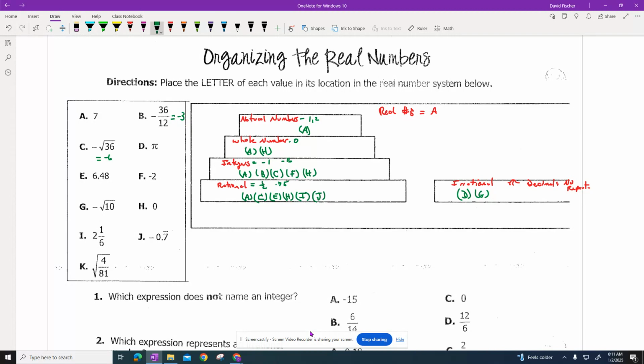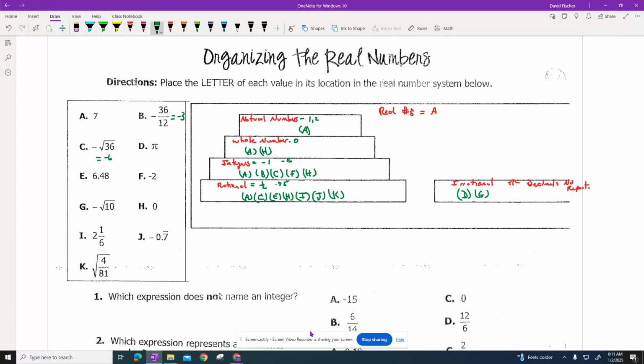Now, if you have the TI-30XS, that's the one I like to use. I'm going to put in 4 over 81 divided by 81. Let's see, and that one also says 222. So he's a repeating decimal, and so the K goes right there.